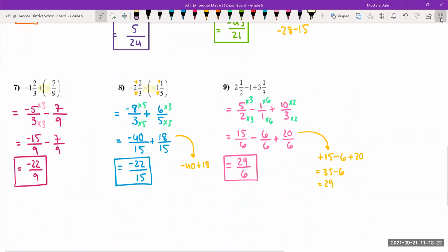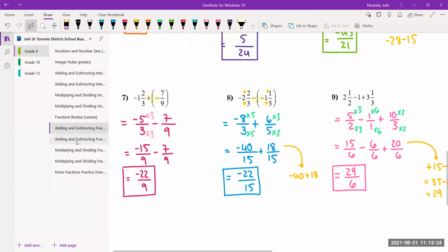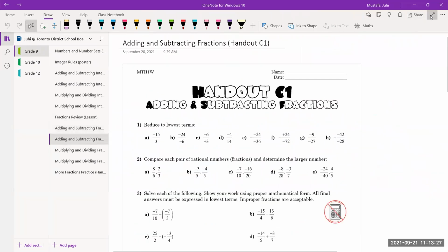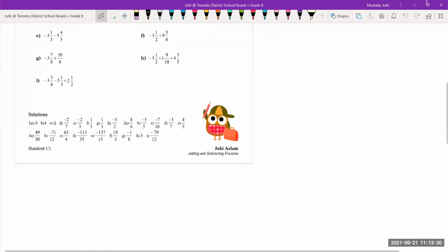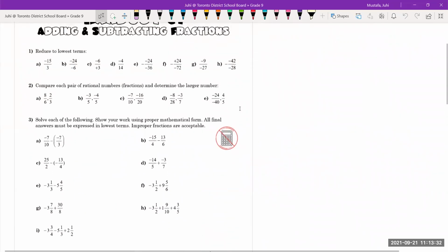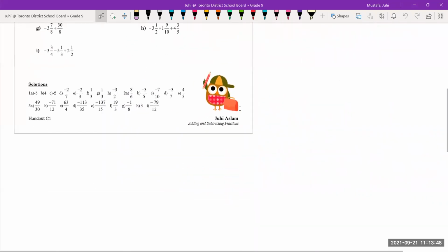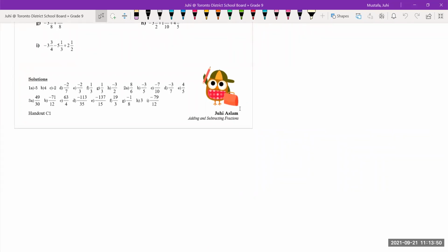To practice these skills, you are going to go to the next page, which is handout C1 in your sheet. And you are going to try all of these questions. We're not skipping anything. I want you to get lots of practice with fractions. So question 1 is telling you to reduce to lowest term, so simplify. Question 2, you're just comparing the fractions and trying to figure out which the larger one is. And question 3, it's just a whole bunch of what we've just been doing. As a reminder, every single handout of mine has the solutions at the bottom, so always check your work. And then in tomorrow's class, we'll begin by taking up this homework.